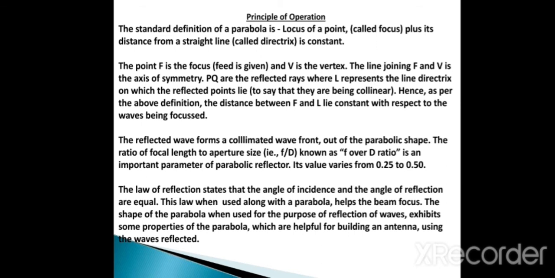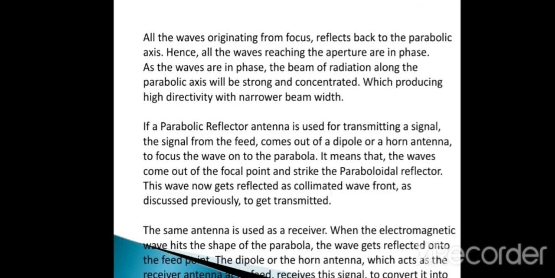By using that, whenever the waves released from the focal point bombard the rim of the reflector, they are reflected back, and all the waves are parallel waves. That is called the wavefront, which passes towards the aperture of the antenna system and is concentrated along the axis, and the maximum radiation pattern will come across that.